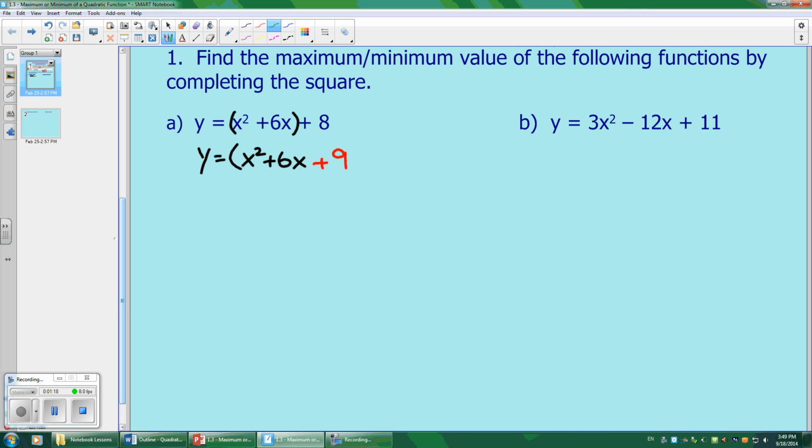Okay, now how did that 9 get there? What you're going to do is you're going to take this 6, you're going to split it in half, and then you're going to square it. All right, so 6 divided by 2 is 3. 3 squared gives you that 9.